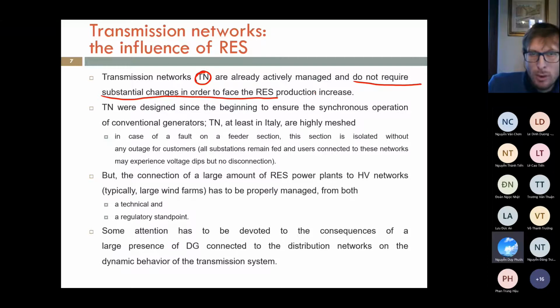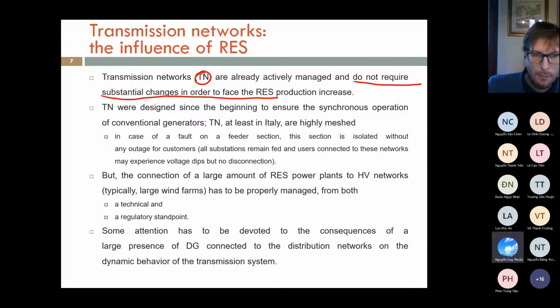Why that? Because you know that the transmission network was historically the part of the power system that connects the generation with the power system. Okay, so the big generators were already connected to the transmission network. That was designed to collect the energy that comes from the generators. Okay, so it seems that they are already ready to host more generation.